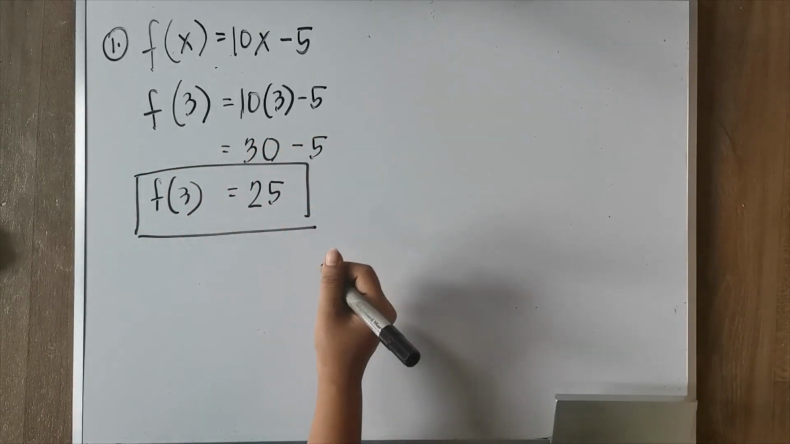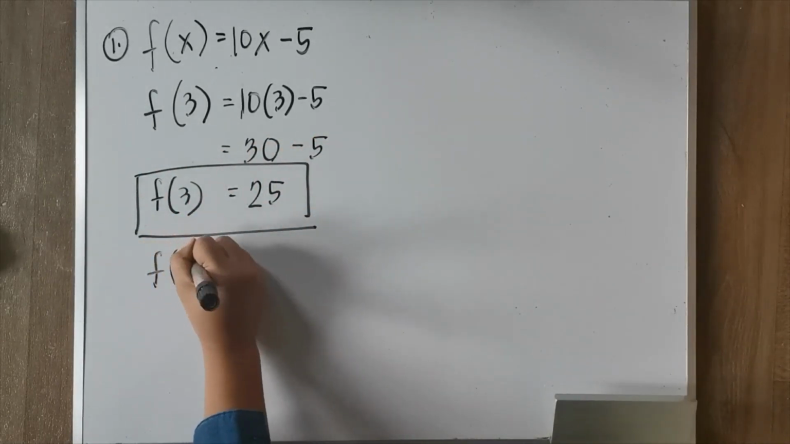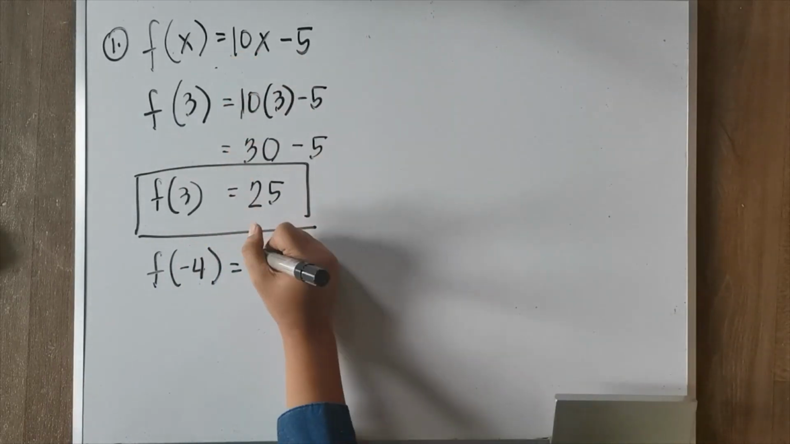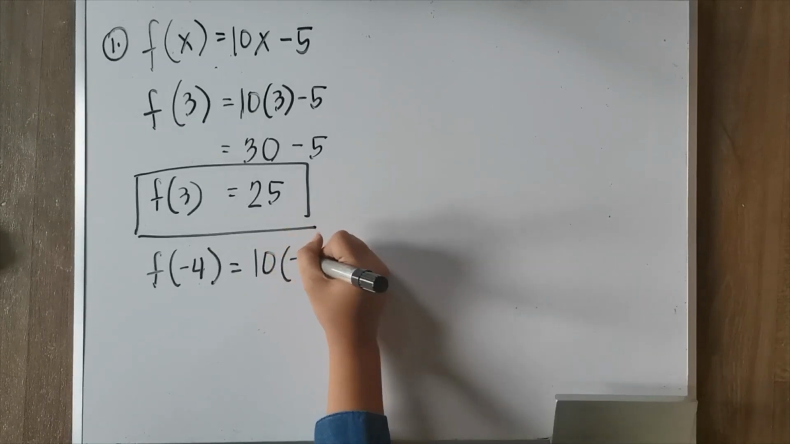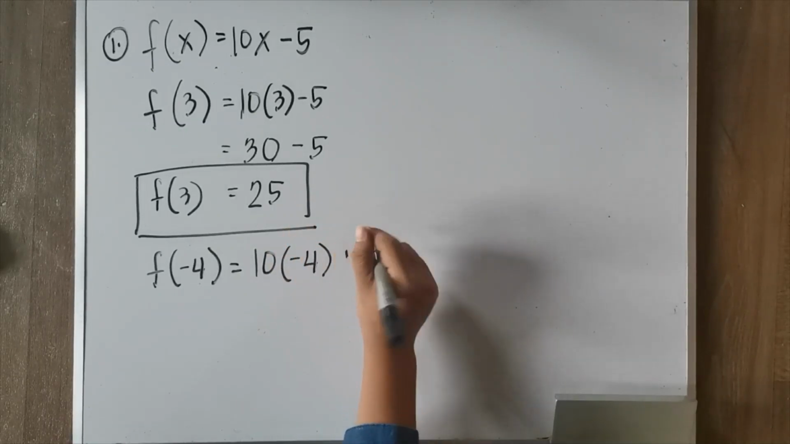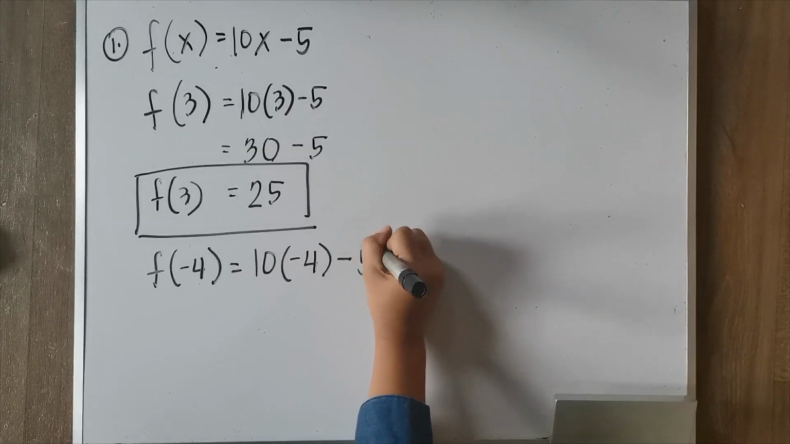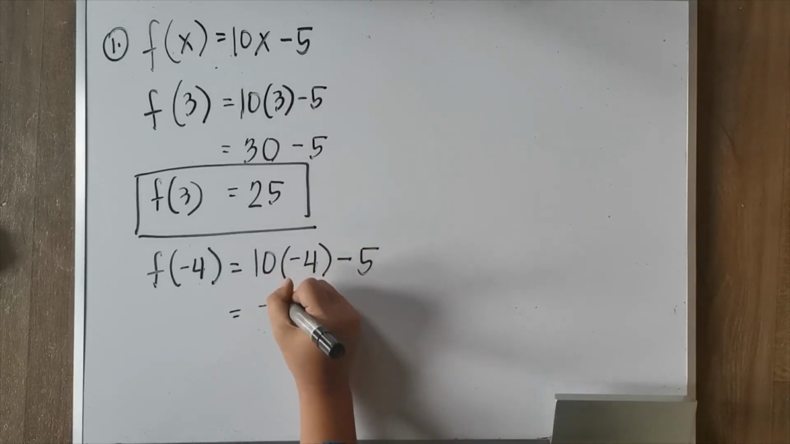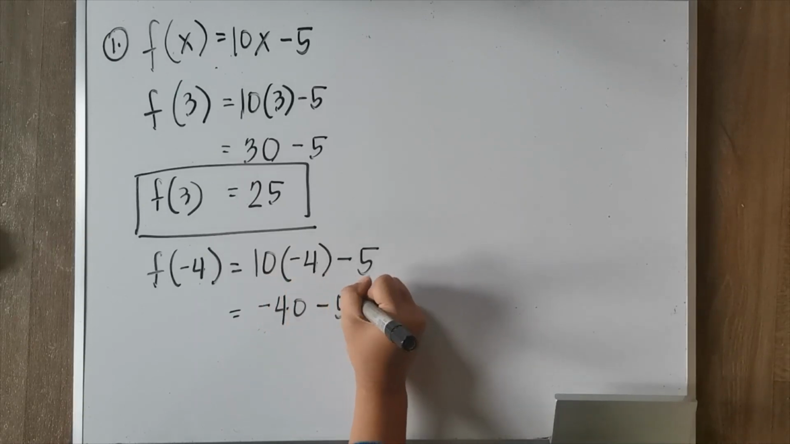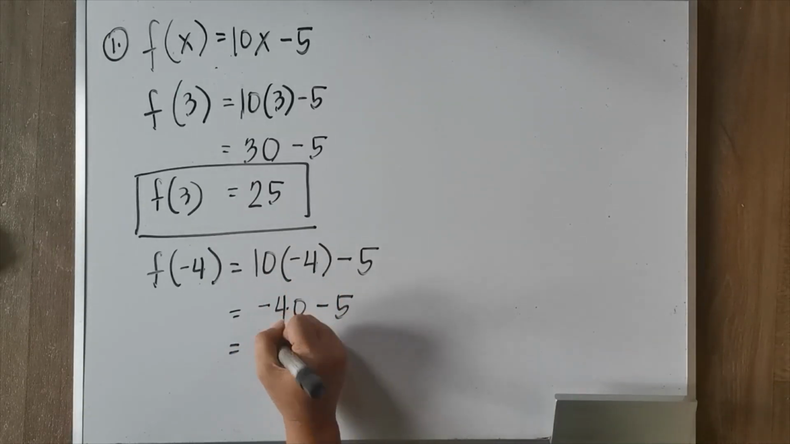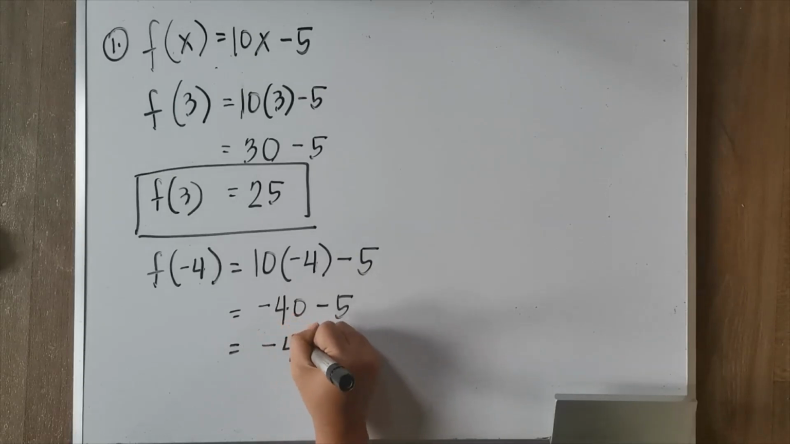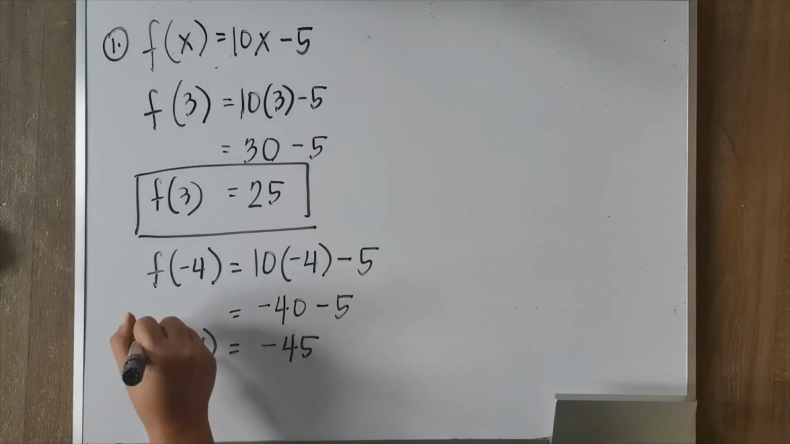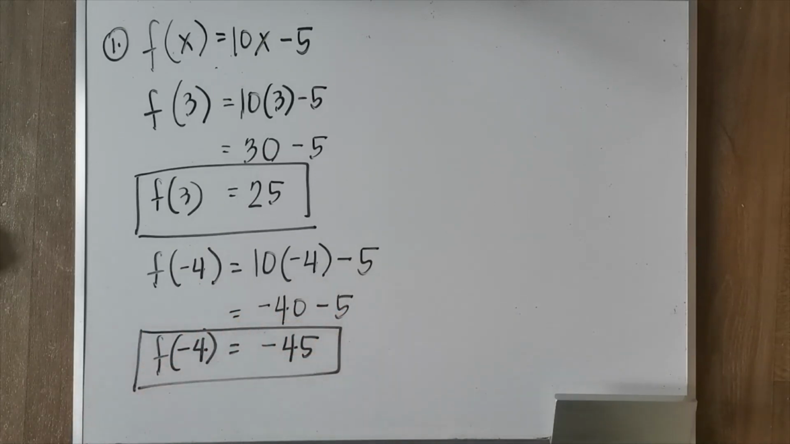Let us now do the same process for f of negative 4. So I will again copy this function here, but instead of writing x, I will replace it by negative 4. Then we subtract 5. So this is negative 4 times 10, or 10 times negative 4 rather. Negative 40, you subtract 5. So this is like adding two negative numbers, so your final answer must be negative 45. So we write our final answer as f of negative 4 equals negative 45.